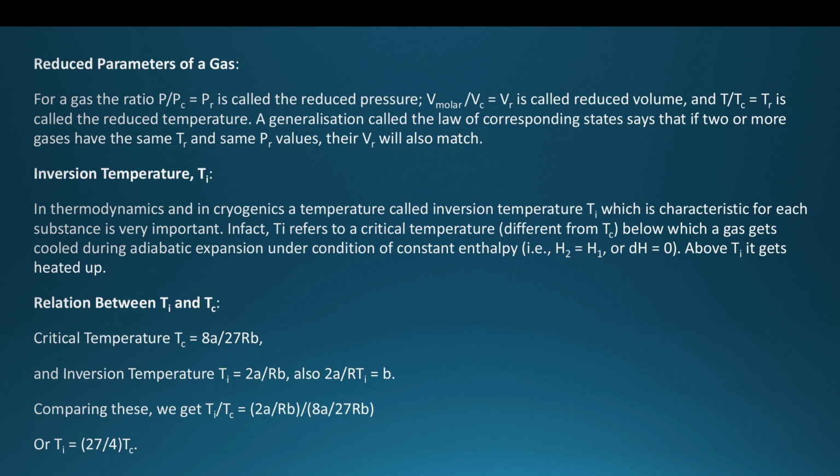Relation between Ti and Tc. Critical temperature Tc equal to 8a over 27Rb. Inversion temperature Ti equal to 2a over Rb. Comparing these, we get inversion temperature Ti equal to 27/4 Tc.